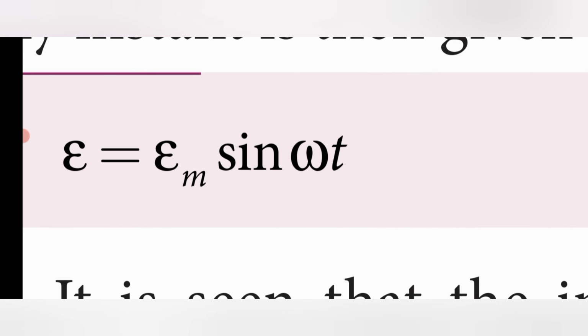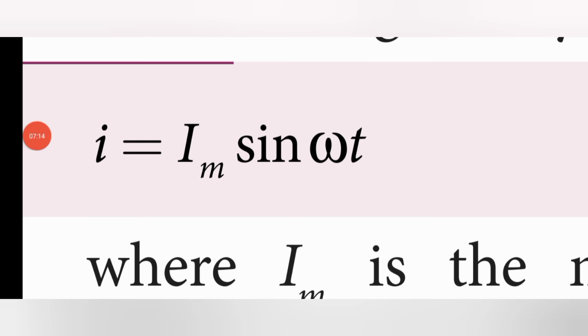Because of the rotation of the rectangular coil, the induced EMF is a sine function, that is sin omega t. Now let's see the rotation of the coil and the induced EMF. So here the induced EMF varies as a function of the angle omega t.